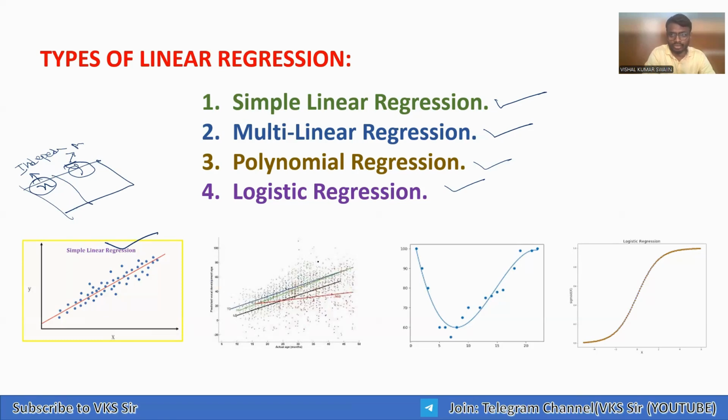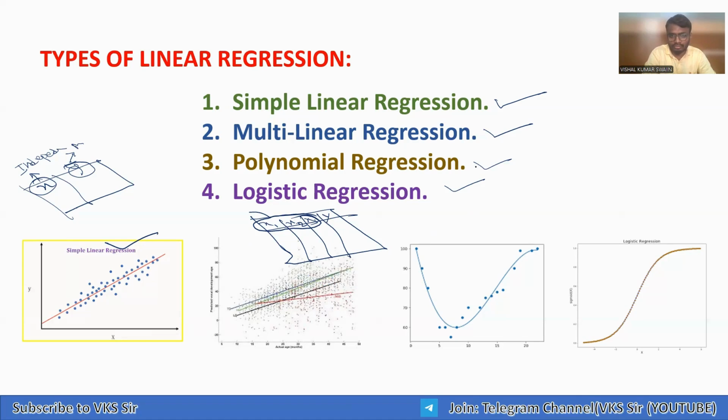And if we go for multilinear regression, think that in your data set there are multiple independent features available: X1, X2, X3, and then at the end, the target value. As multiple independent variables are present in your data set, we call it multilinear regression. This is what he is trying to draw, the best fit line.